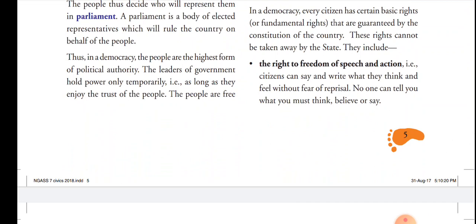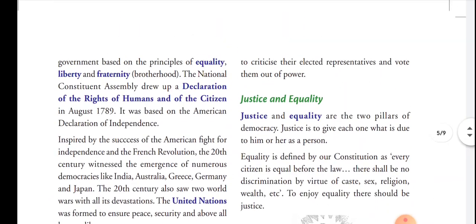Authority means power. The leader of government holds power only temporarily, as long as they enjoy the trust of the people. If the leader of the government wants to remain in power, they have to enjoy the trust of the people, and the people are free to criticize their elected representatives. Means if the people are not satisfied with the work of the elected representatives, they can express their decision through the election.